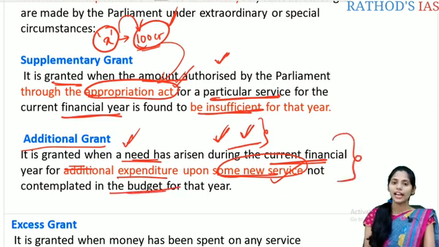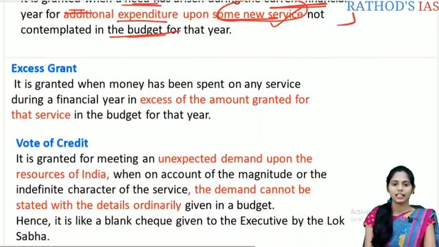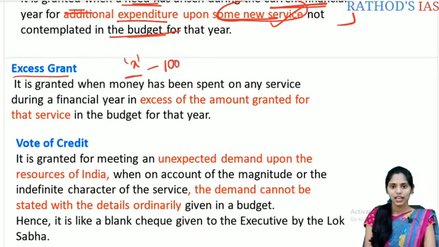So this type of grants, which are allocated from the Consolidated Fund of India, are called additional grants. Let us see the next one, that is excess grant. To understand this excess grant, I will give you an example. For example, the money given for a so-and-so scheme X is, let us take, 100 crore rupees. But what happened is, instead of spending this 100 crore rupees, the government spent about 150 crore rupees.